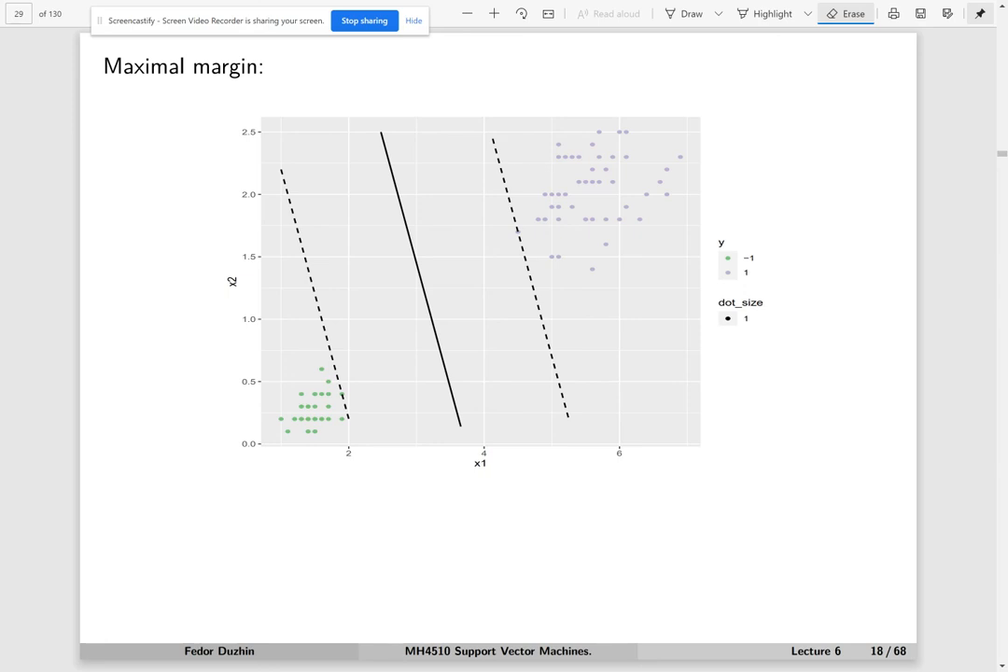Now, points that are exactly on the margins are called support vectors. This is important. We're going to see support vectors several more times today, and this is what the method is named after. It is called a support vector machine. They carry some special significance in the method. Support vectors are just training observations that are exactly on the margins.